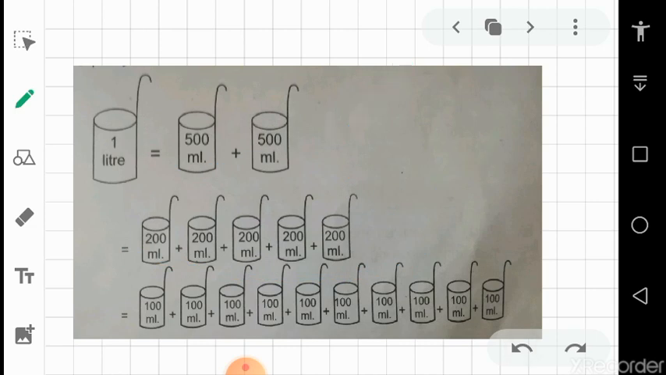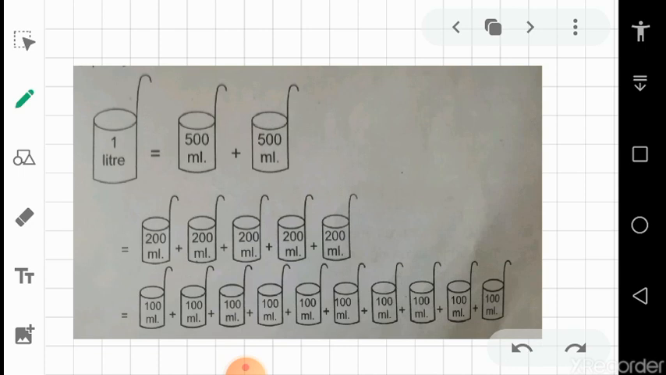So we can say 1000 ml equals 5 containers each having the capacity of 200 milliliter. In the third picture there are 10 containers, each of them has a capacity of 100 ml. So if we add them we will get 1000 milliliter. So finally, this 1 liter container can be distributed among different sizes of containers.